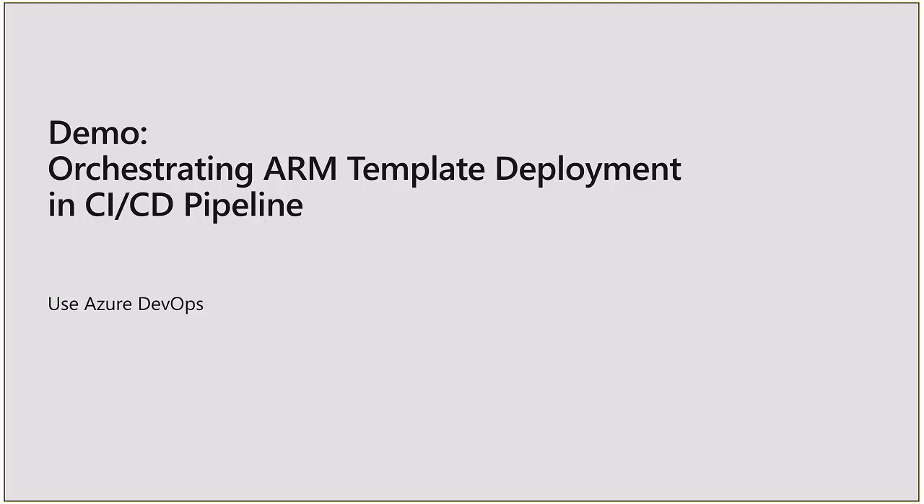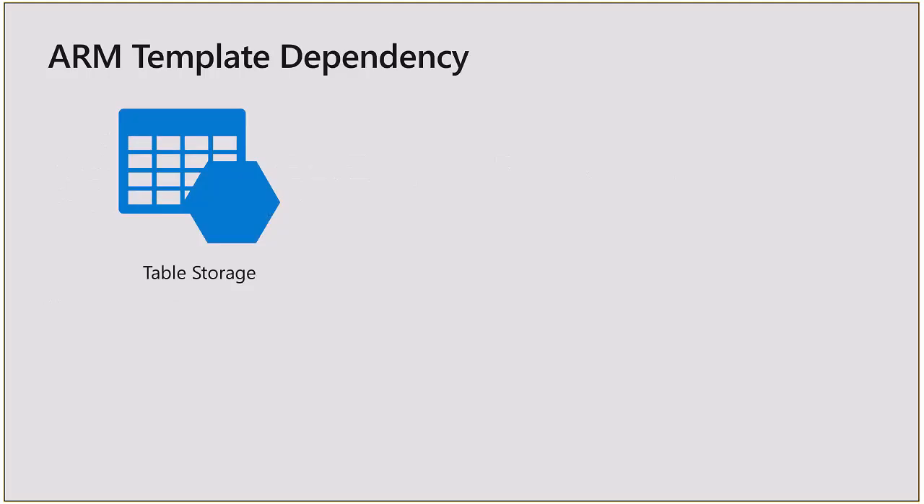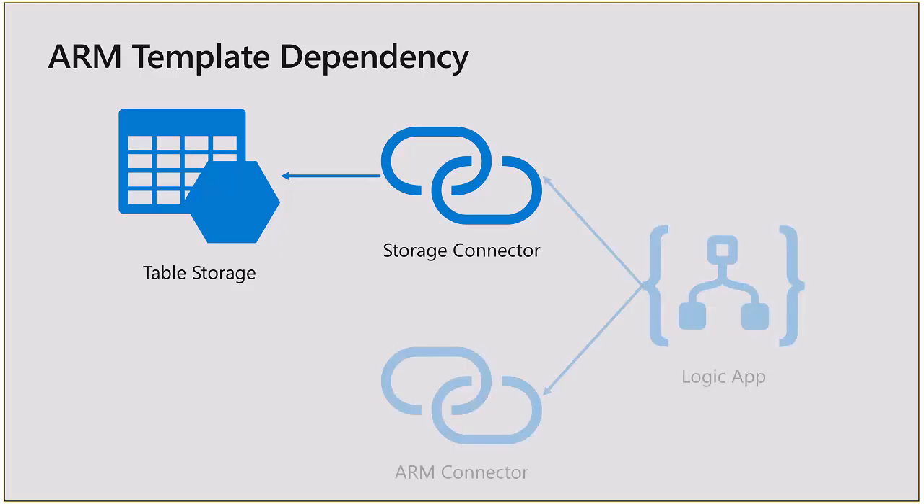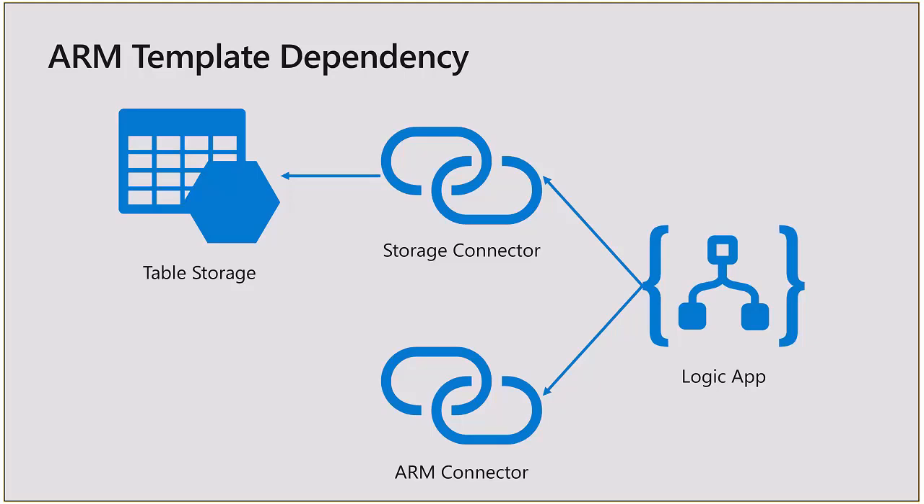So there is an ARM template dependency. The first ARM template will deploy the table storage, and there's a storage connector which has a dependency on the table storage, and the logic app which has a dependency on both the storage connector and the ARM connector. So there are 4 ARM templates to be deployed, and this is the order.